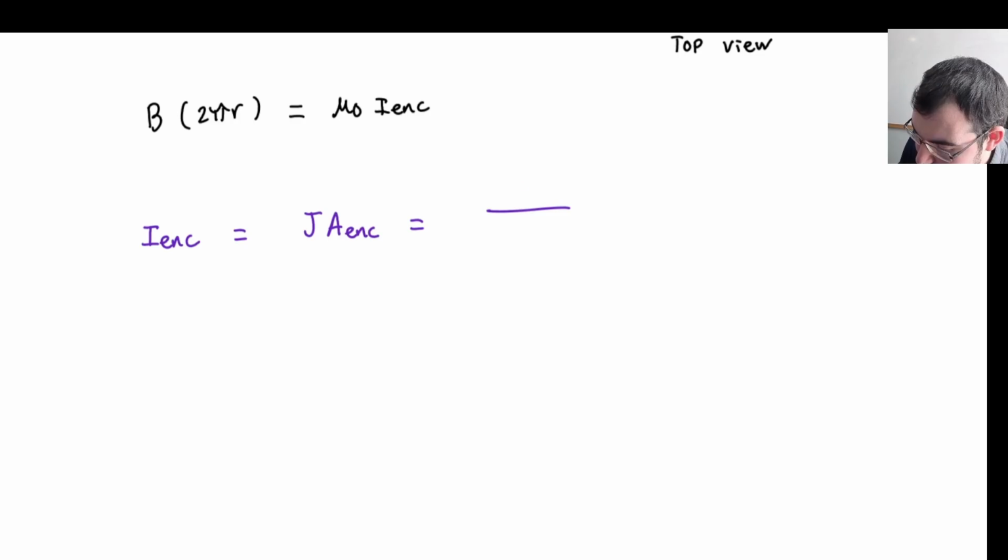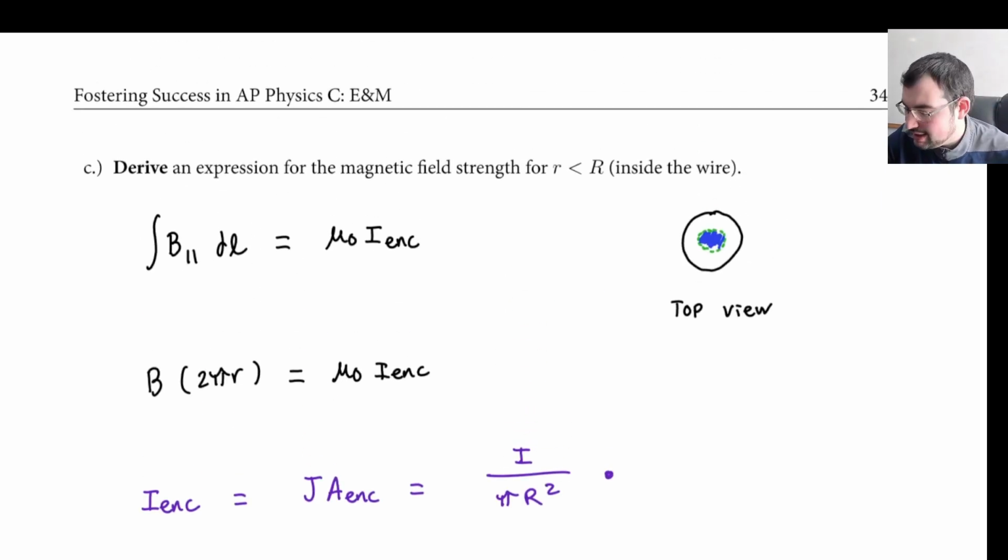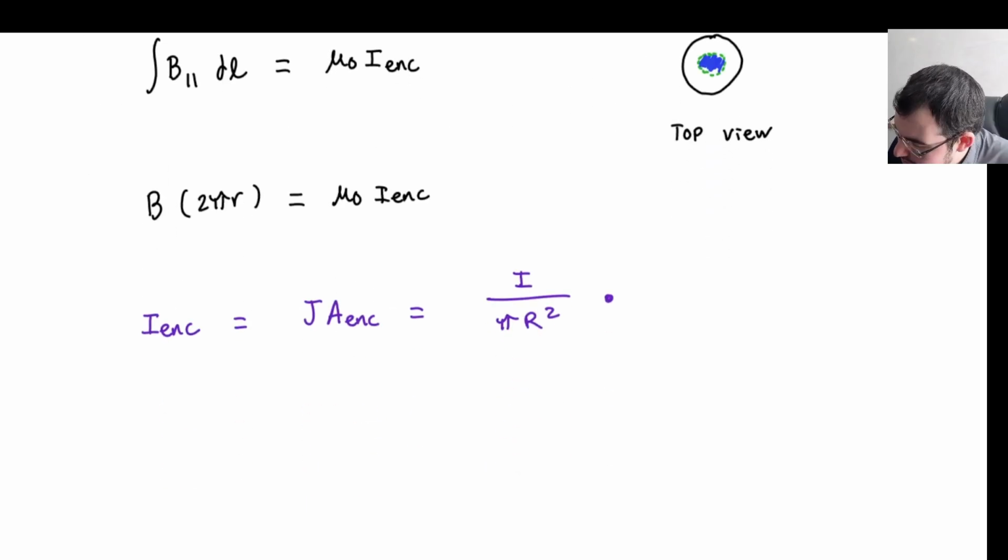So we define J as the total current divided by the total area. And then what is the enclosed area? Well, if I look at my top view here, I'm enclosing a circle again, but it's not the big circle. It's a circle of radius little r. So we see the pi's cancel. So we get I times this quantity, little r divided by big R all squared.